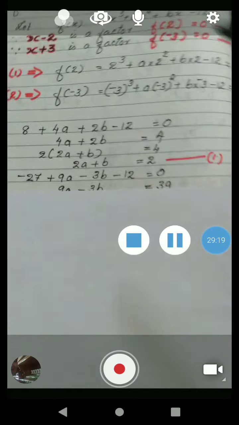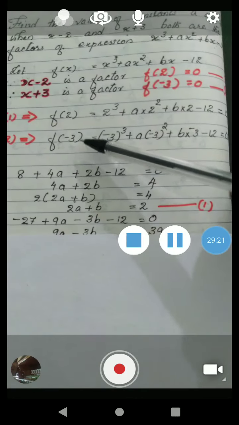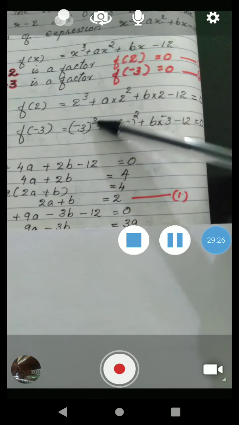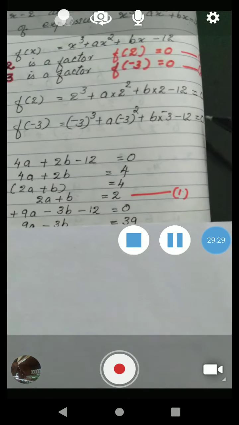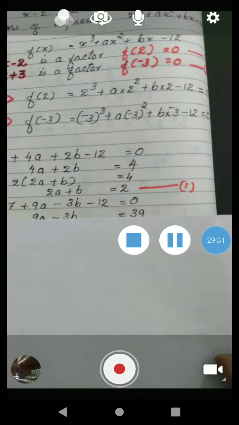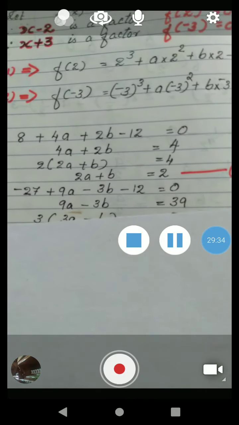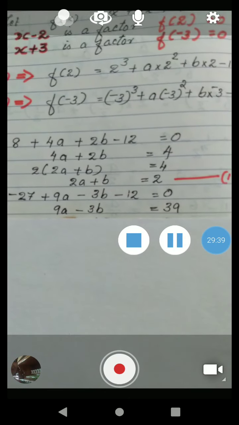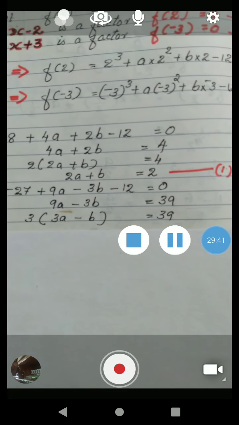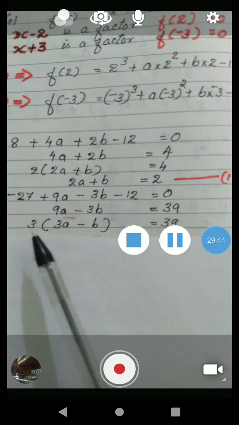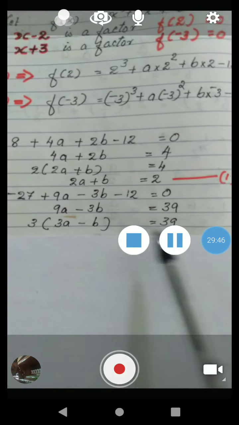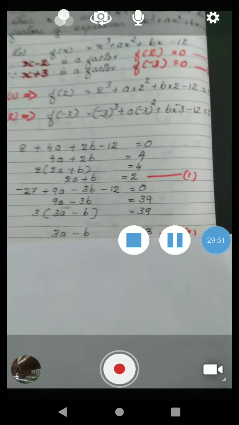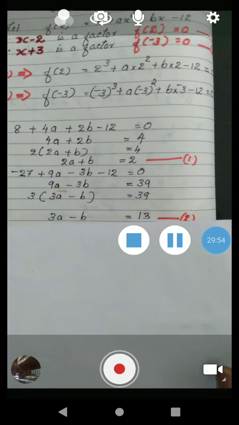Now second equation, f of minus 3. When you simplify this, minus 3 the whole cube, and simplify. You can simplify by yourself. So simplify, you will get 9a minus 3b is equal to 39. You can see all steps. And we can take common factor outside. 3 is common here. 3a minus b is equal to 39 by 3, which is 13.